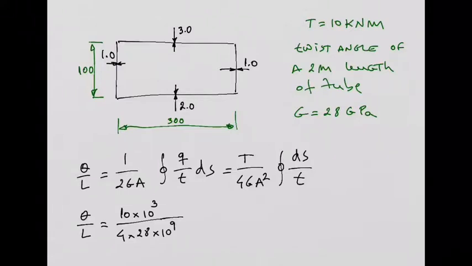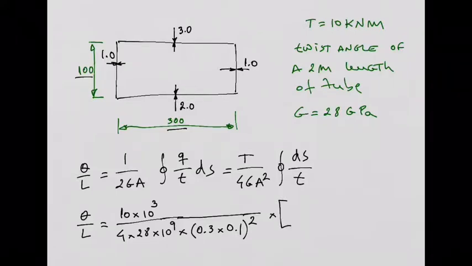Now the area squared. So I need to convert this 300 and 100 from millimeters to meters, so I have 0.3 times 0.1, and I need to square this because I need the area squared, right? Okay, so this is done, so let's do now the contour integral.